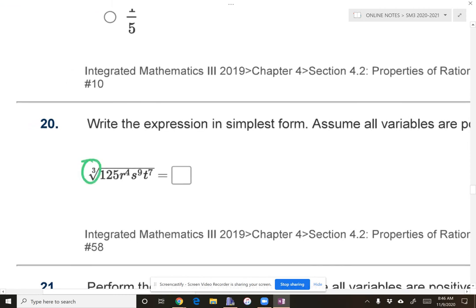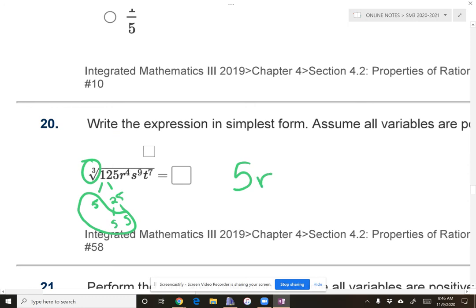Okay, last problem on this video, very similar to the other one. Remember, we're looking for groups of 3, and we're going to take groups of 3 out. So 125 is 5 times 25, which is 5 times 5. Here come my 5s. 5s are out. There's no numbers left. Then r to the 4th, I'm going to be able to make one group of r cubed, and I have one left over. So they come out as an r, right?